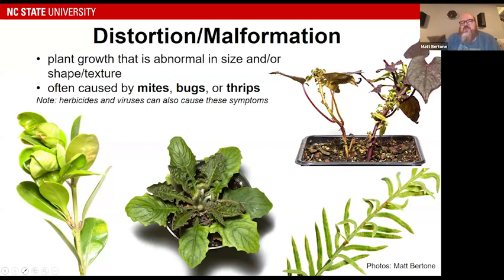Usually these have to actually feed on the plant while it's developing. They can't typically cause distortion on fully expanded leaves. So these are things that like to feed on the tender new growth and cause that really distinct damage. But of course, I put a note here that herbicides and viruses can also cause these symptoms, as well as a lot of other things. So basically, this is why identifying the actual culprit is really important.